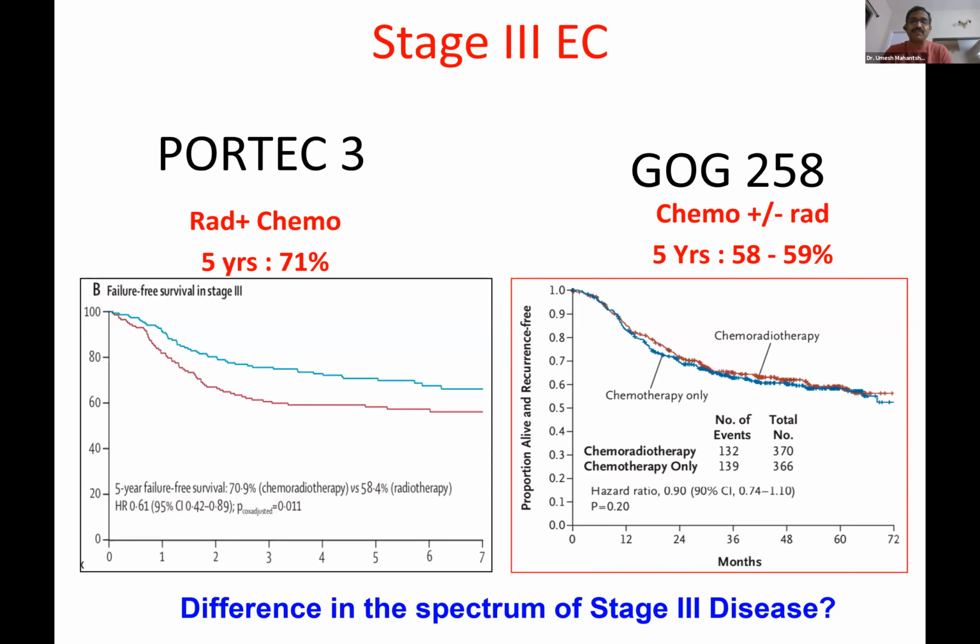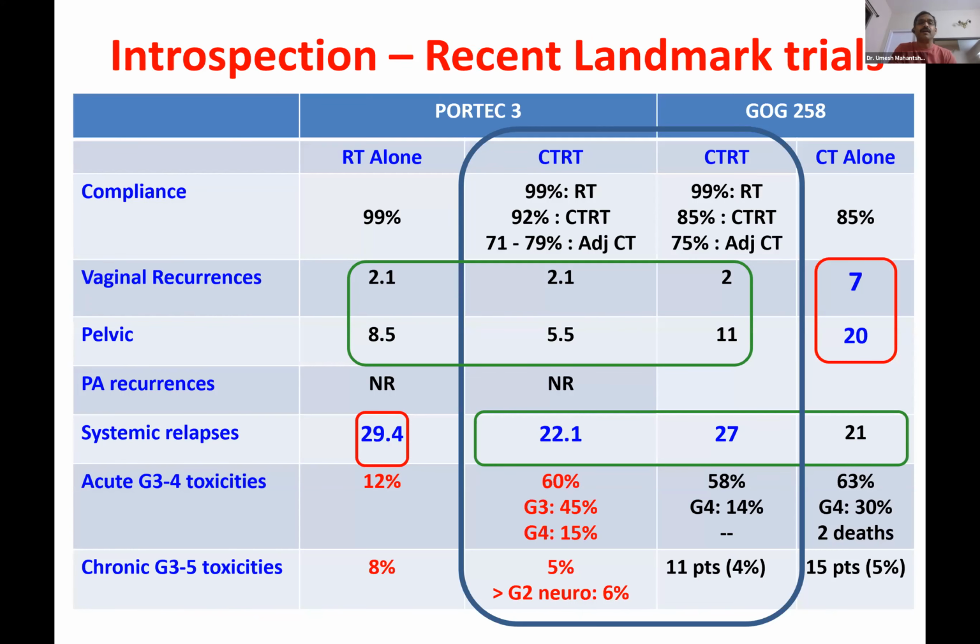The striking difference is that the 5-year survival is so different between these two, which needs to be looked into in detail. And unfortunately, going through the papers, there is not much difference. Probably there is some difference in the spectrum of stage 3 disease across PORTEC-3 as well as GOG-258, which remains unexplained. What I did was I combined these two studies, and this is the following analysis.